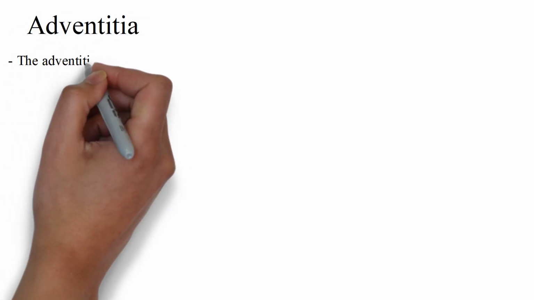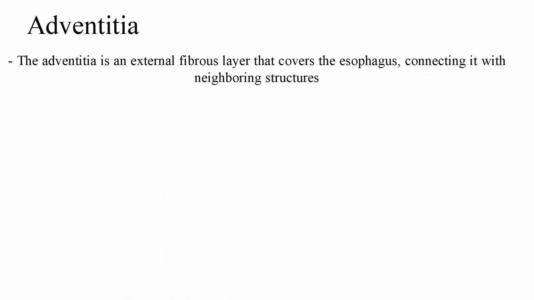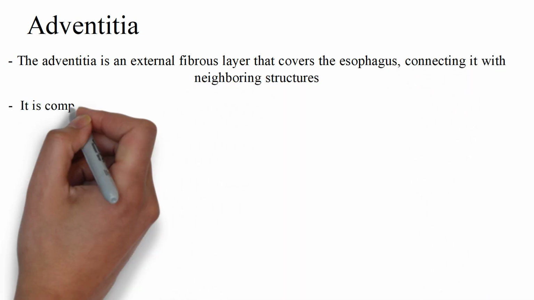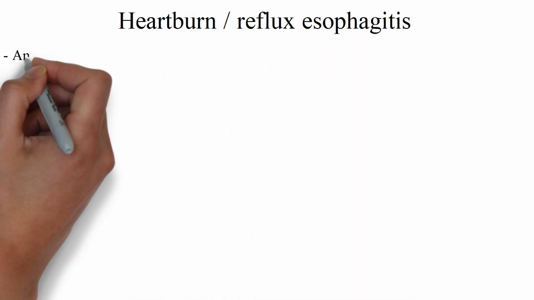Then we have the last layer of the esophagus, which is the adventitia, which is composed of loose connective tissue and it contains small vessels, lymphatics and nerve fibers. That is all four layers of the esophagus.